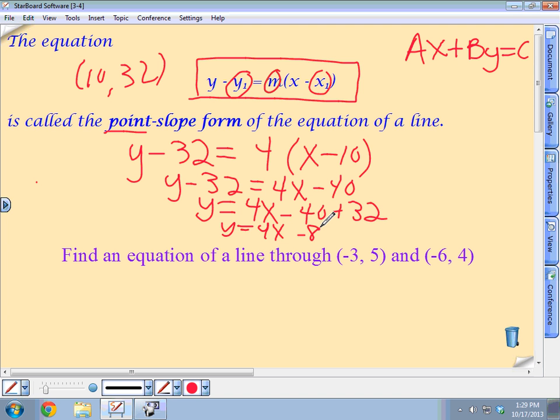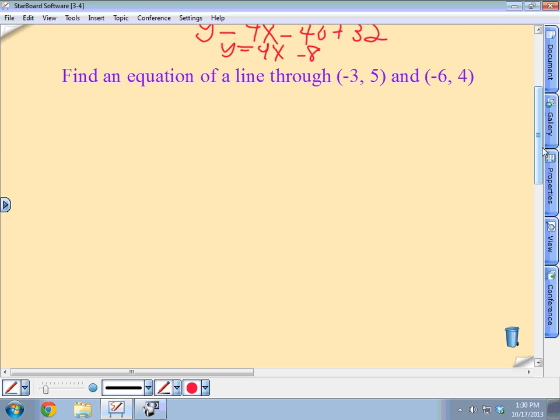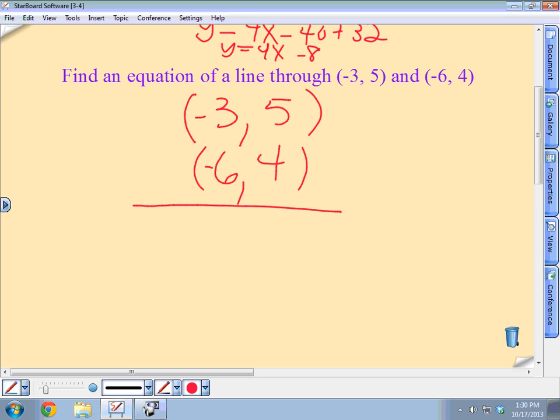And I have one down here. So if I have 2 points, I can also find the point-slope form of the line. And the reason is because if I have 2 points, I can find the slope. And that's all we did yesterday. That's why we did that. So if I have negative 3, 5, and negative 6, 4, I can just subtract those. 5 minus 4 is 1. Negative 3 minus negative 6 is 3. So I have a slope of 1/3.